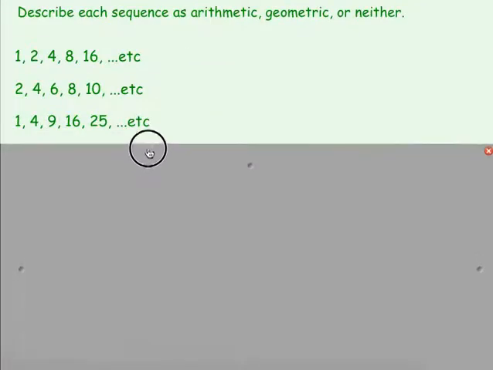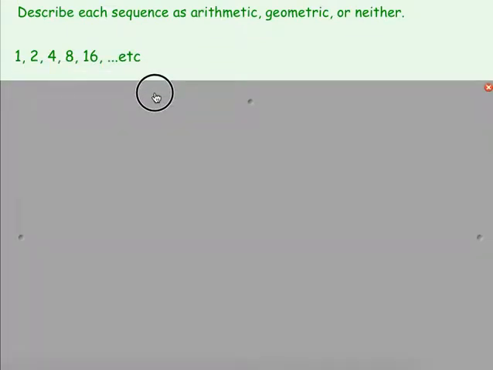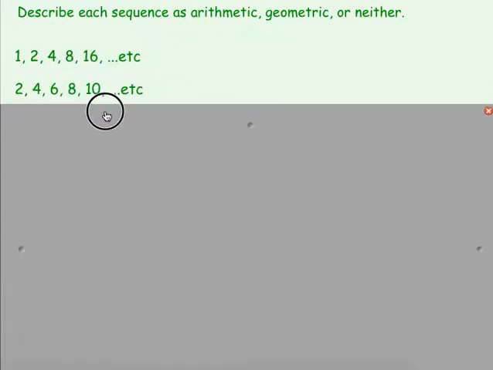All right, let's just describe these as arithmetic, geometric, or neither. So 1, 2, 4, 8, 16. Let's see if it's arithmetic. So we add 1, add what? Nope, that's not going to work. Maybe times 2. Okay, 1 times 2 is 2, 2 times 2 is 4, 4 times 2 is 8, 8 times 2 is 16. Yes, this is geometric because we multiply by the same thing.